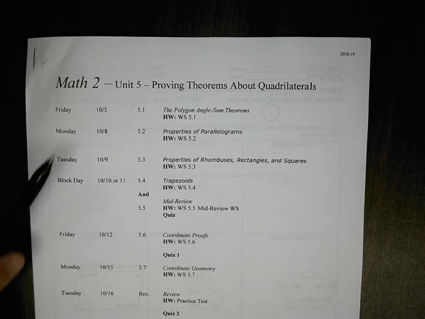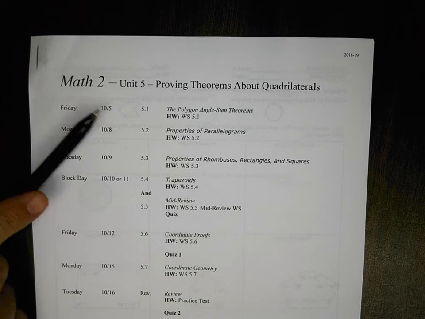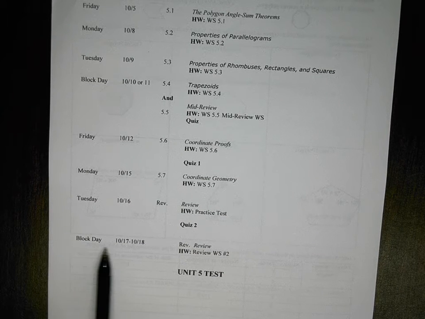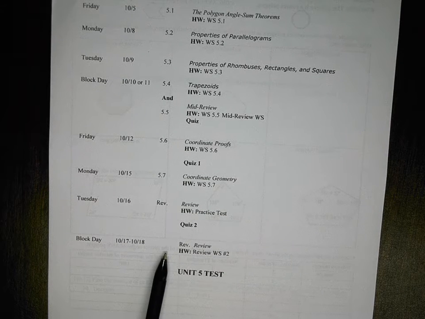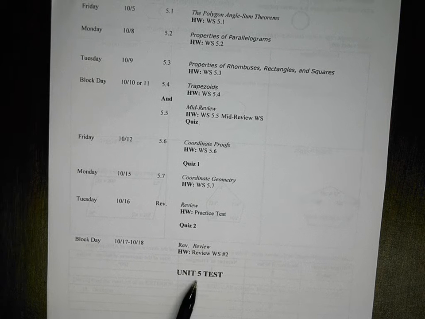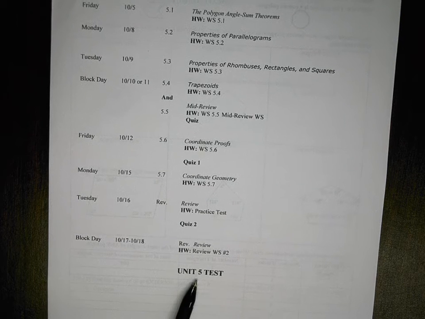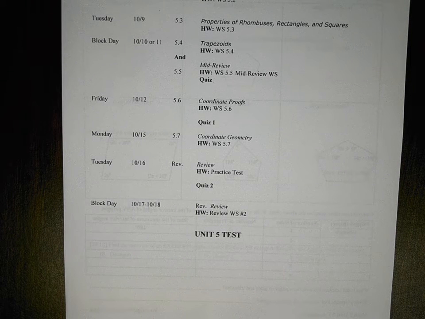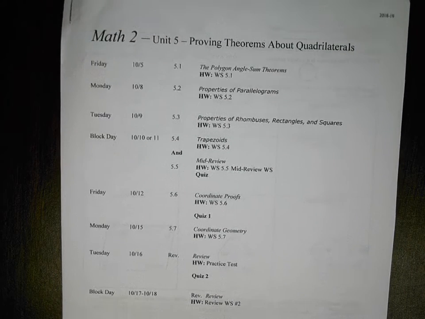So, we're starting here, obviously, October 5th with 5-1. Finishing up the unit on block day. And we will review the beginning of block period and then go ahead and take the test the second half of block period down here on, for you guys, it will be October 17th or 18th. Okay? Any questions on this?